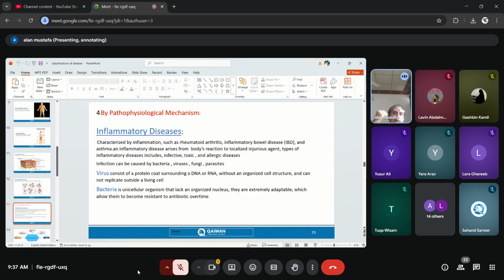Why do we have inflammatory diseases? For many different reasons. It can be because of an infection. When you have a bacterial infection, the bacteria cause inflammation. Or it can be because of a toxic substance, or it might be an allergic reaction.